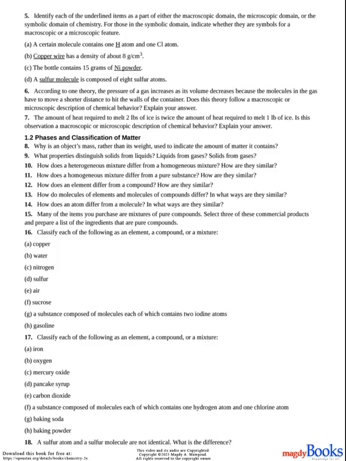H. Gasoline. 17. Classify each of the following as an element, a compound, or a mixture. A. Iron. B. Oxygen. C. Mercury oxide. D. Pancake syrup. E. Carbon dioxide. F. A substance composed of molecules each of which contains 1 hydrogen atom and 1 chlorine atom. G. Baking soda. H. Baking powder.